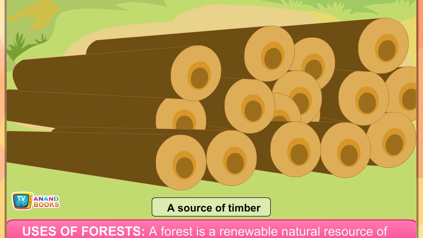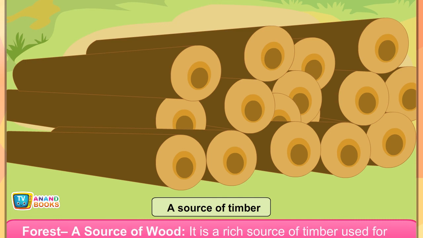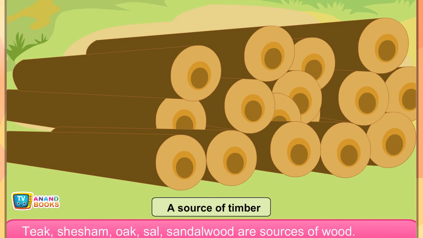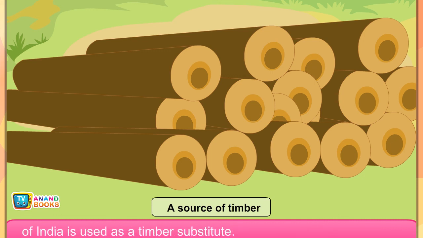Uses of forest. A forest is a renewable natural resource of edible fruits, oils, fibers, medicines, wood, gum, rubber, etc. Forest, a source of wood. It is a rich source of timber used for constructing houses, making furniture and building ships. Teak, shisham, oak, sal, sandalwood are sources of wood. Bamboo grown in the northeastern and southwestern parts of India is used as a timber substitute.